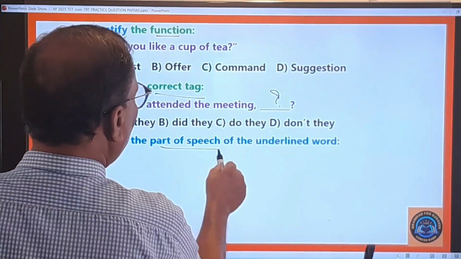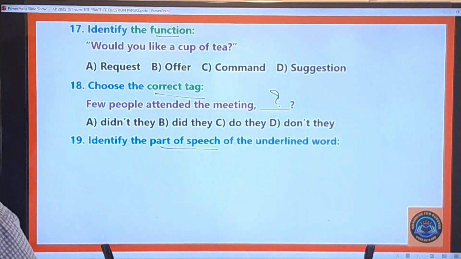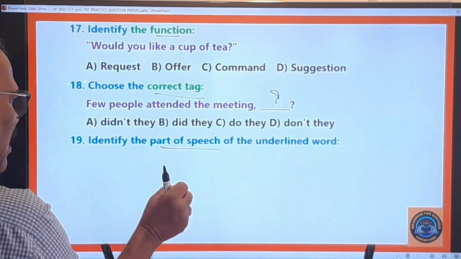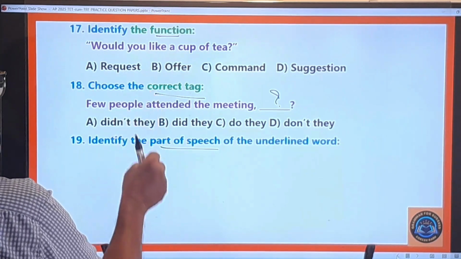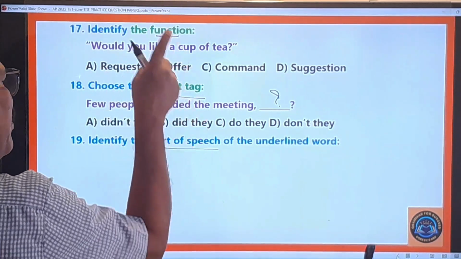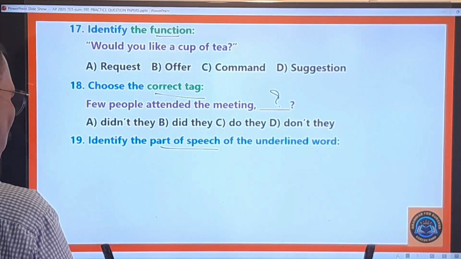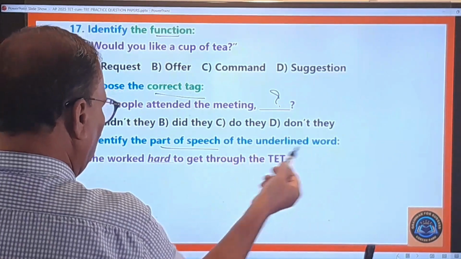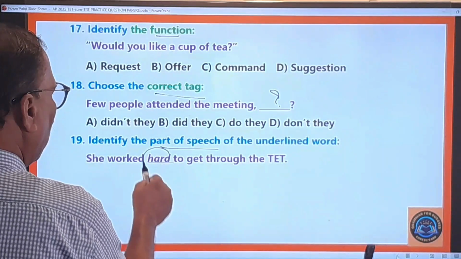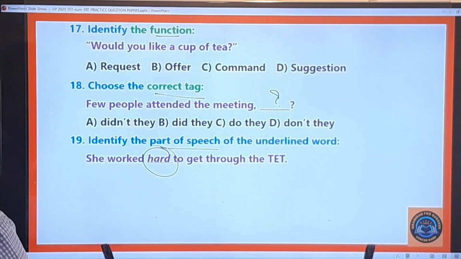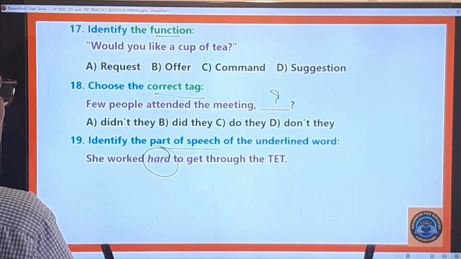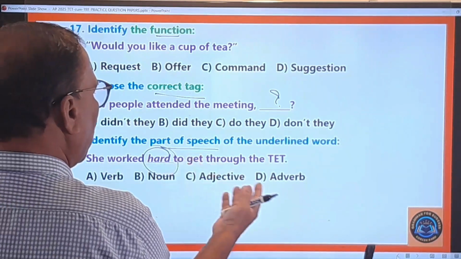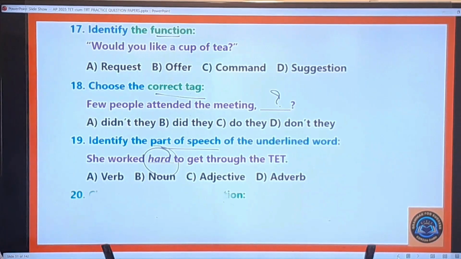Identify the part of speech of the underlined word. So some sentence is given, and in that sentence some part is underlined, and you have to identify the part of speech of that particular underlined word, right? And here, she worked hard to get through the TET. Okay, and here this hard is underlined. Now you have to give the part of speech of that word. And what are the options given here? Verb, noun, adjective, adverb. You go to the 20th question.